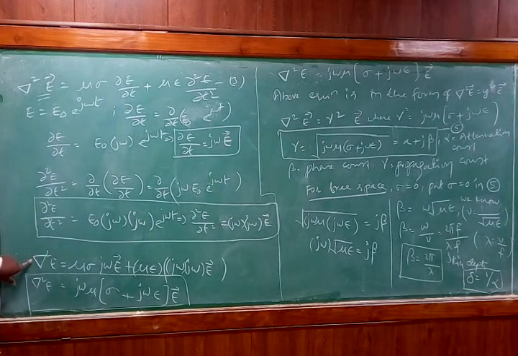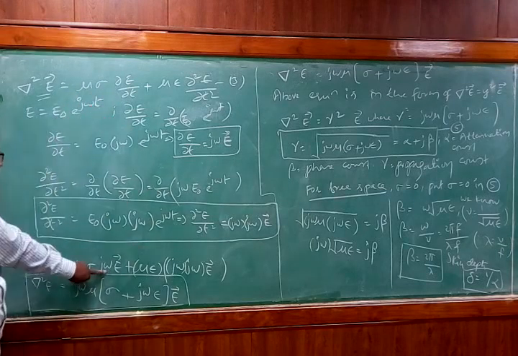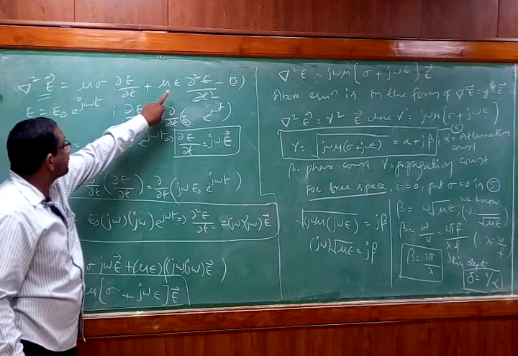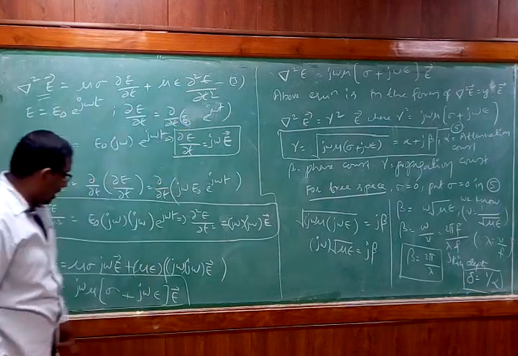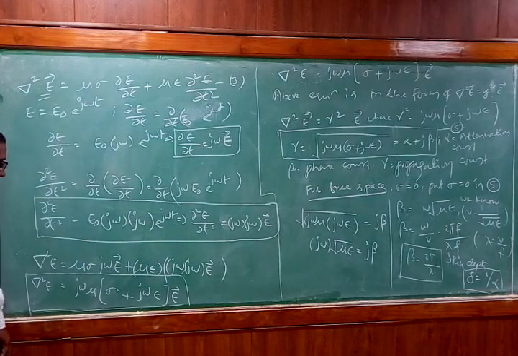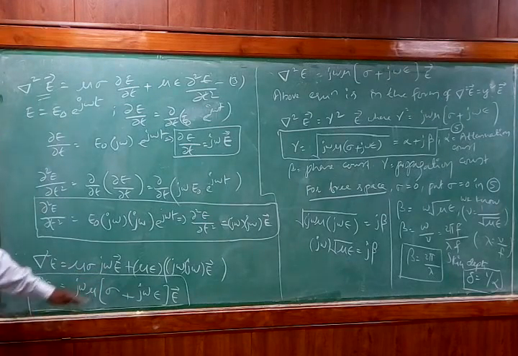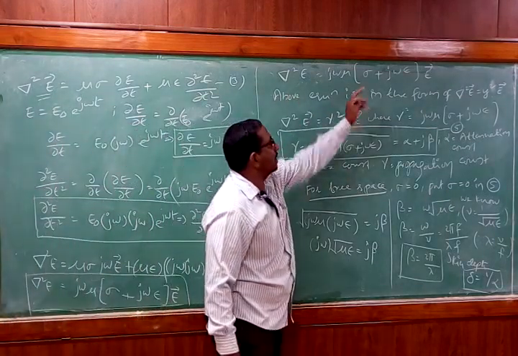Once I substitute this, what I can have now is del square E equal to mu sigma dou E by dou t, which means j omega into E, and next is mu epsilon dou square E by dou t square. What is common in these two? j omega mu is common, so I can take it outside. So sigma plus j omega epsilon into E I can get. Same equation I have written over here.